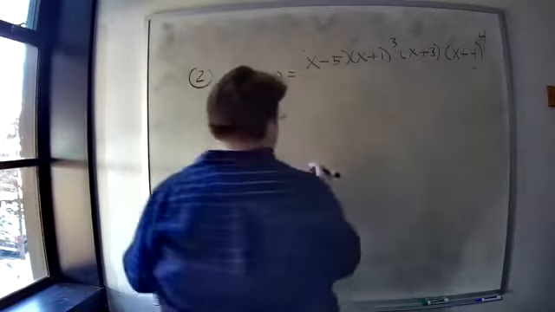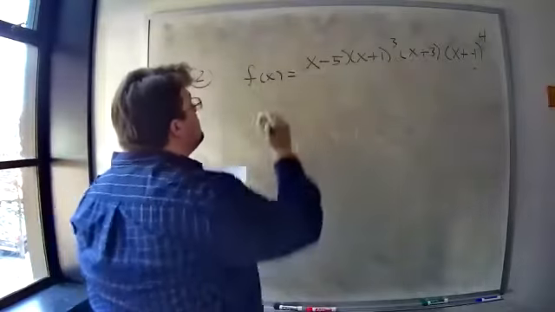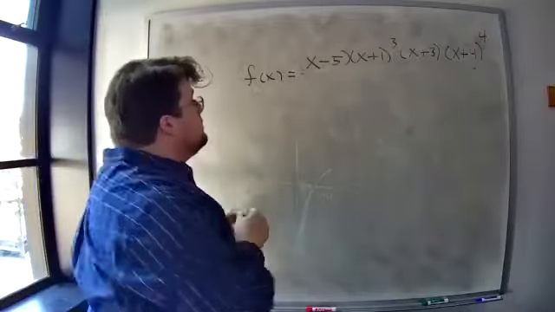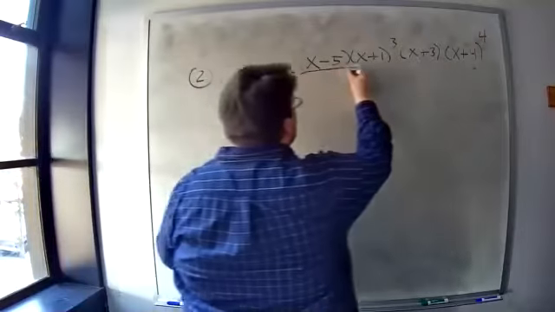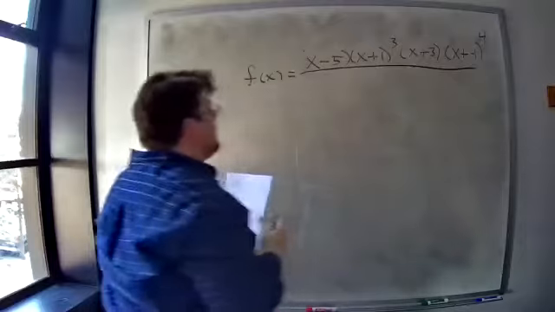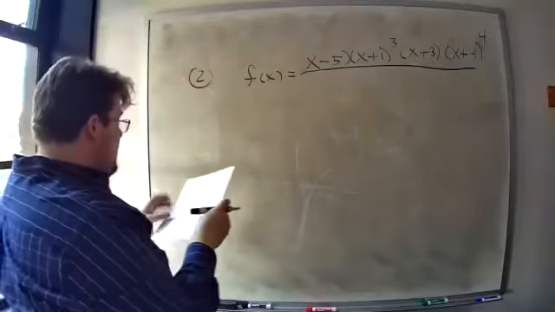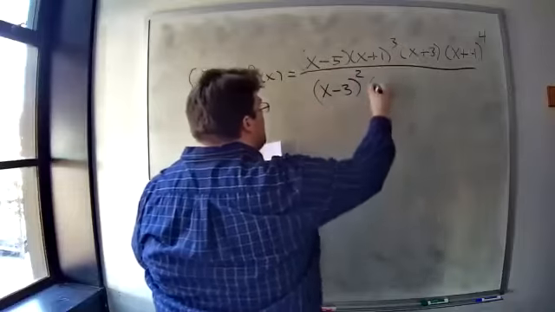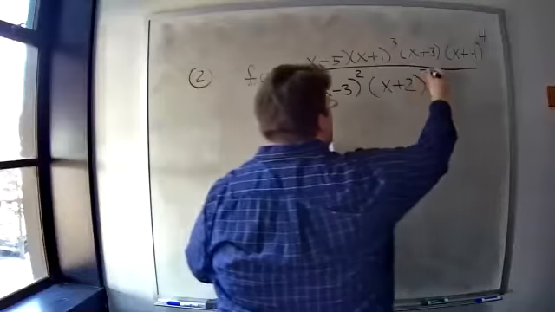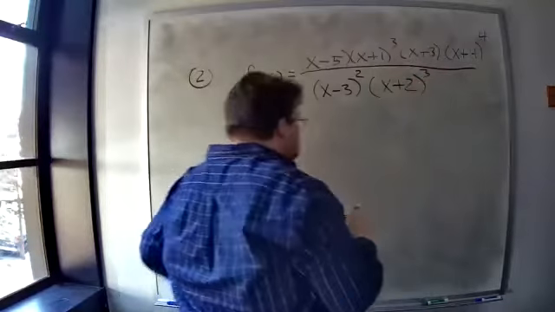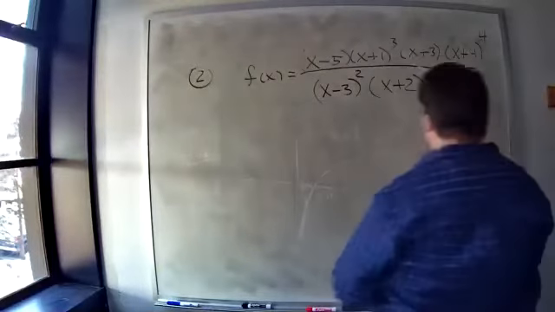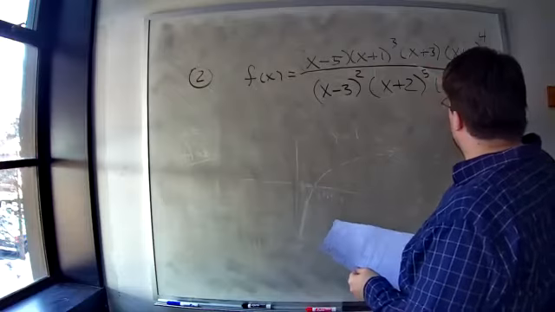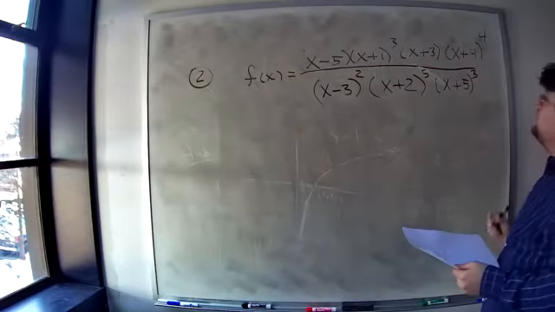Oh, my marker's running out. Maybe this other one works. Okay, that looks a little better. And in the bottom, we have x minus 3 squared. We have x plus 2 to the 5th. The other one's cubed. It wouldn't have made a difference if I said it was cubed versus the 5th. And x plus 5 cubed.